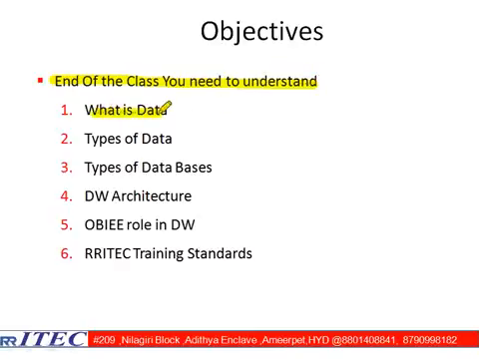So we are learning data warehouse, right? For that, what is data we are going to learn, and what are the types of data available. Next, types of databases available and data warehousing architecture. OBIEE role in the data warehousing. What are the standards we are maintaining? RRA training standards. These are the 6 points we are going to understand end of my class.